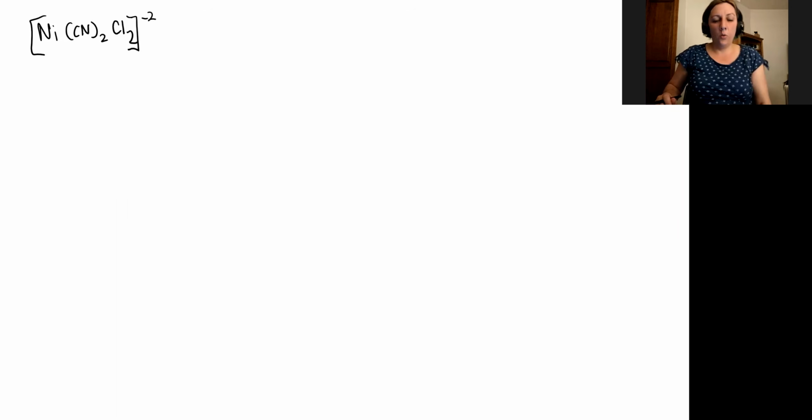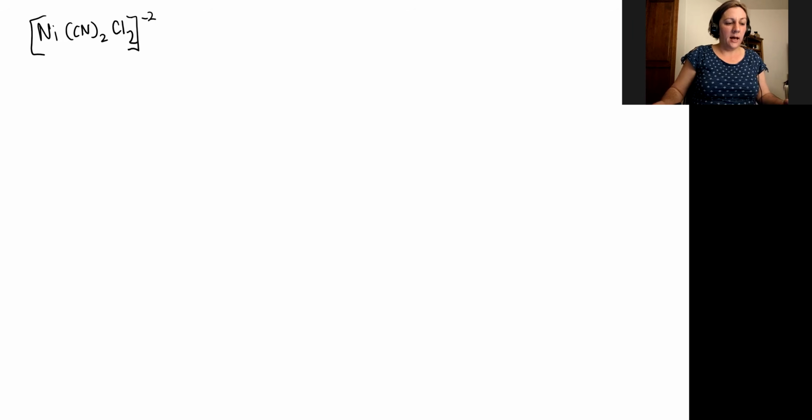In this video, we're going to work through the solutions to our isomer practice problems. And I'm going to start with our nickel example. I've got two cyanide ions and two chloride ions coordinated to this nickel. So it's only four things.